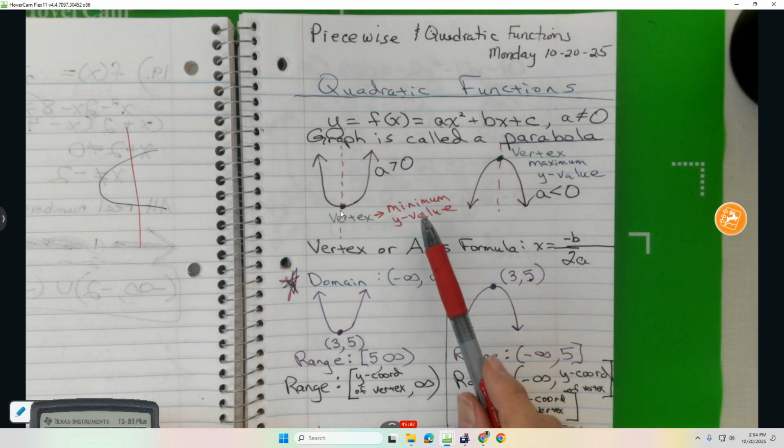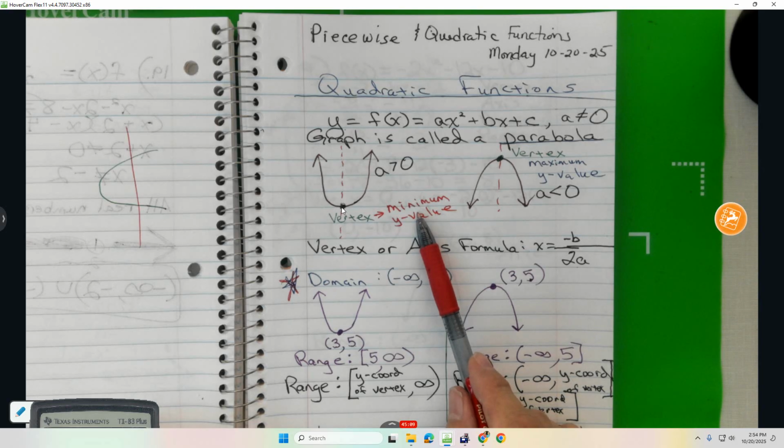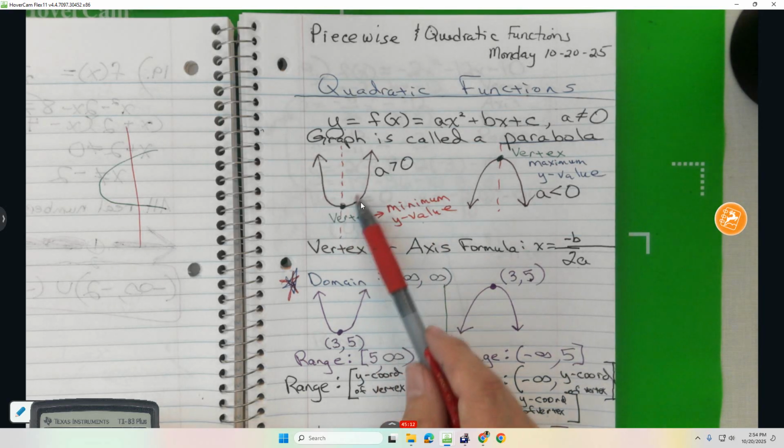If they ask you to find a minimum value of a quadratic function, that means the parabola is opening upward.